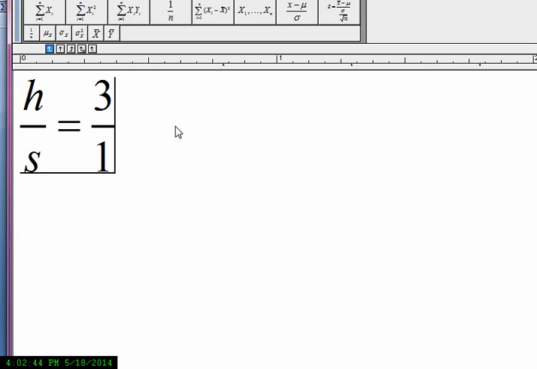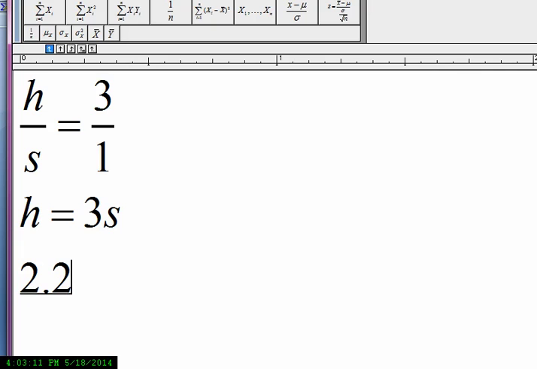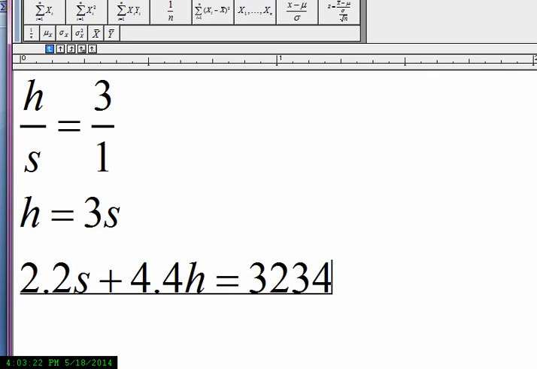And then when you cross multiply, what you have is H times 1 equals 3 times S, or H equals 3S. So H equals 3 times the standard. We know that the number of megabytes for the standard was 2.2, and for the high quality was 4.4. So 2.2 times S plus 4.4 times H will tell us the number of megabytes total for both groups. And that total was 3234.